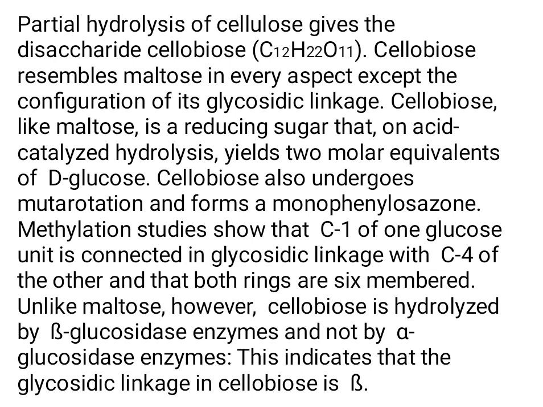Methylation studies show that C1 of one glucose unit is connected in glycosidic linkage with C4 of the other, and that both rings are 6-membered. Unlike maltose, however, cellobiose is hydrolyzed by beta glucosidase enzymes and not by alpha glucosidase enzyme. This indicates that the glycosidic linkage in cellobiose is beta.